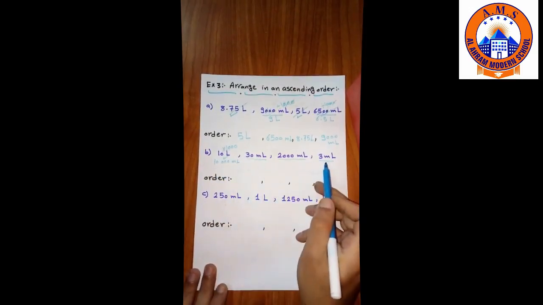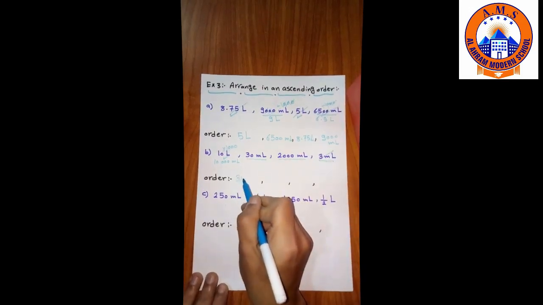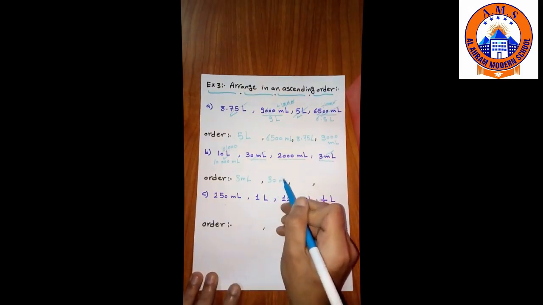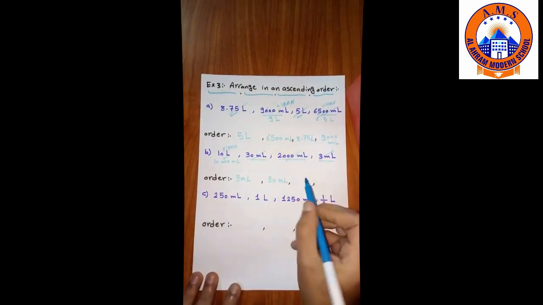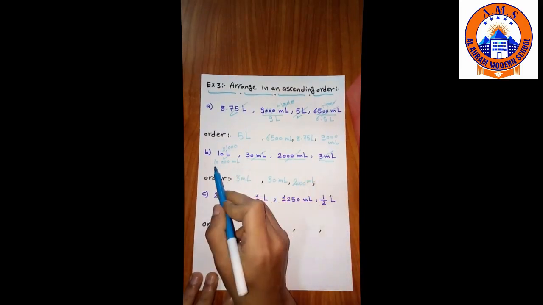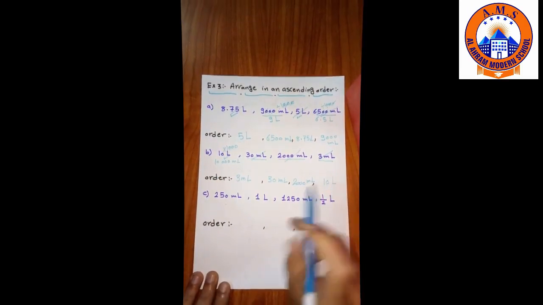Arrange these numbers now in an ascending order. So we first choose 3 milliliters, then 30 milliliters, then 2000 milliliters, and the last thing is 10,000 milliliters, which was 10 liters.